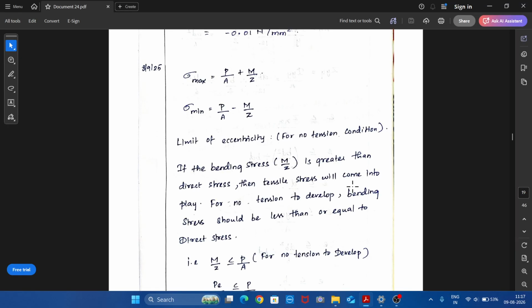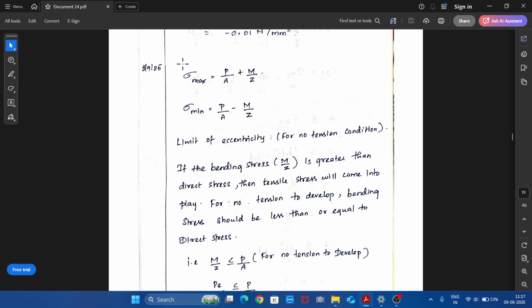So in this lecture, let us see how to find the limit of eccentricity for the condition that no tension develops. In case we want no tensile stress in a section, what should be the limit of eccentricity? That is the discussion here.